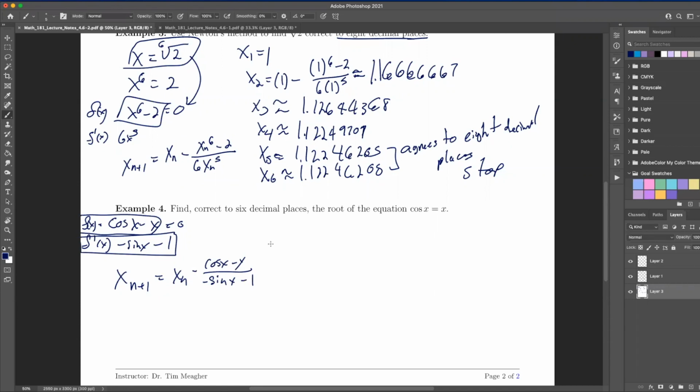And just to make our life easier, I'm going to do a little bit of algebra. By a little bit, I mean almost none at all. I'm going to just say x_(n+1) is equal to x_n plus cosine of x minus x over sine of x plus 1. Just pull out the negative.